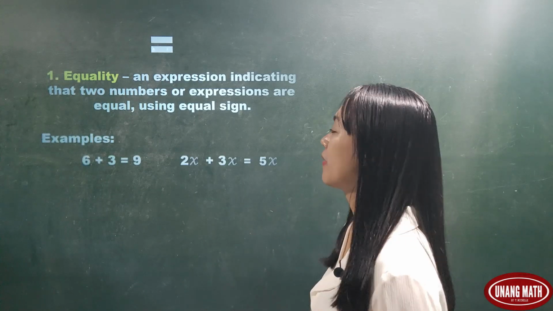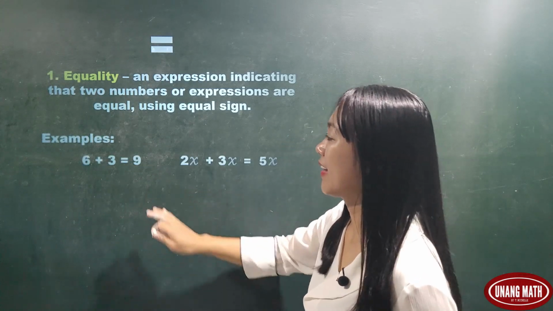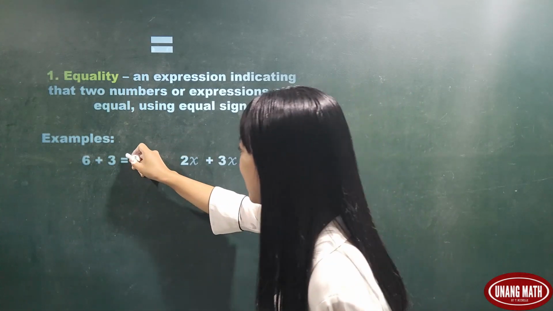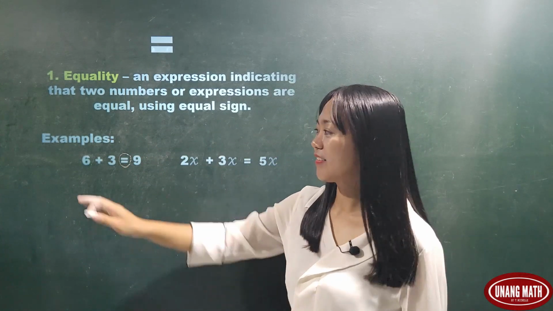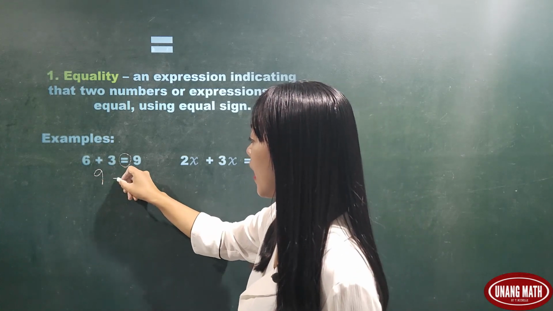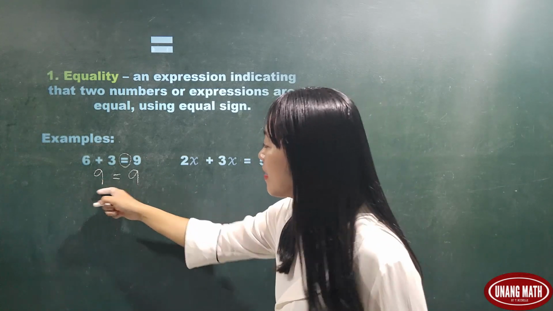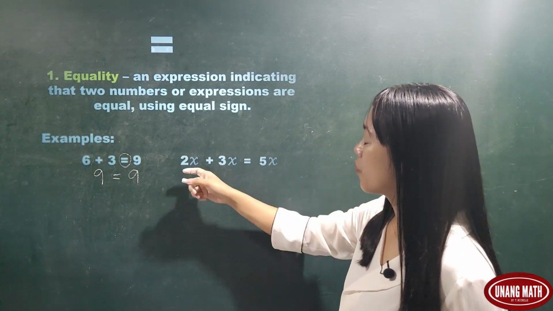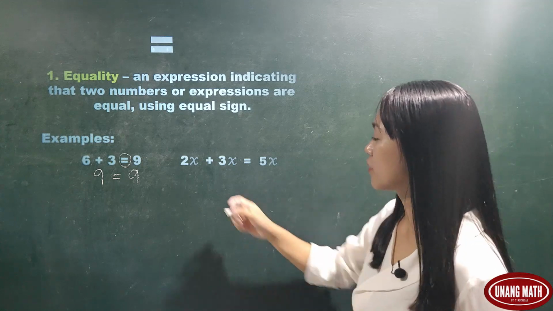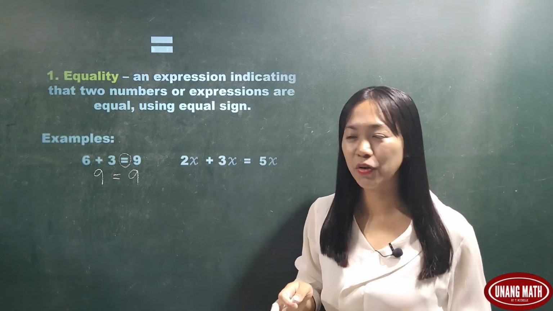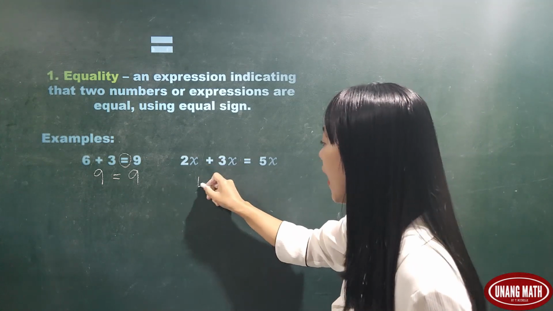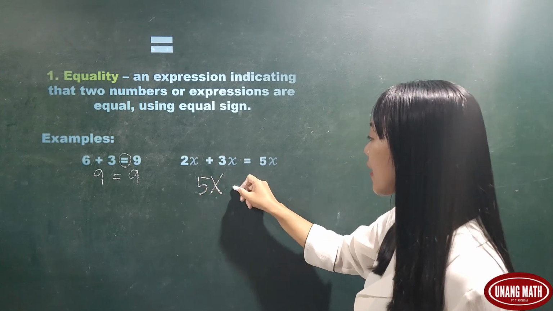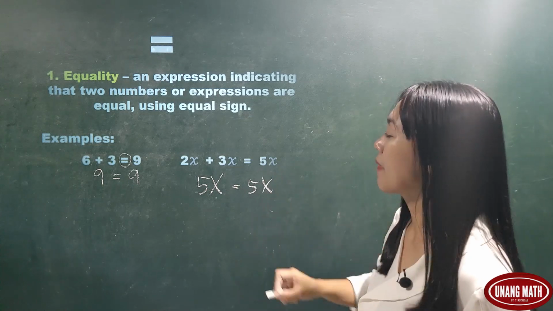Let's give an example. 6 plus 3 equals 9. This is an example of an equation because it has an equal sign. 6 plus 3 is 9. So 9 is equal to 9. This shows equality. Okay, how about for 2x plus 3x is equal to 5x? 2x and 3x are like terms. So 2 plus 3 is 5. And then copy the variable right after 5. So 5x is equal to 5x.